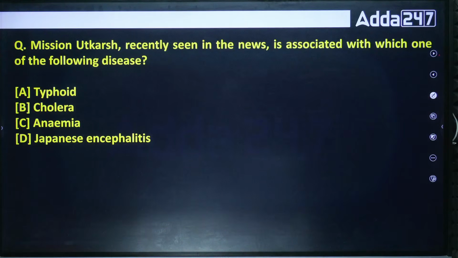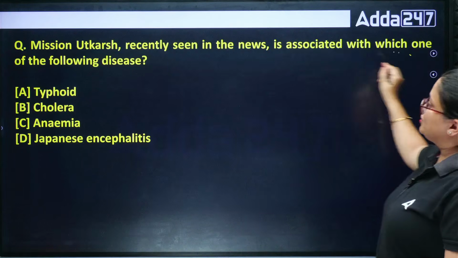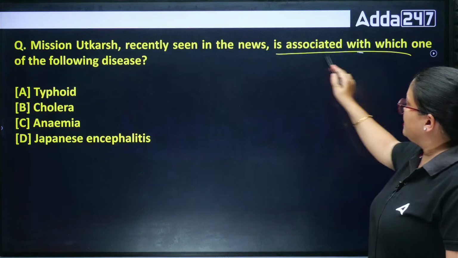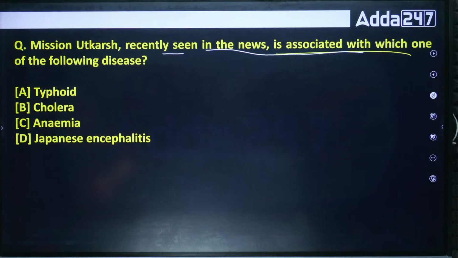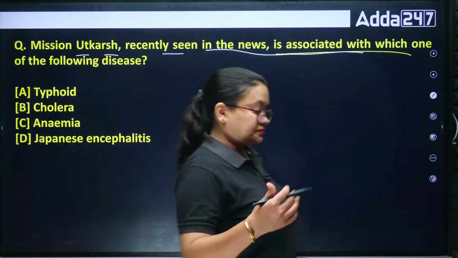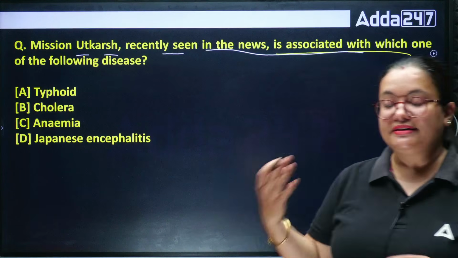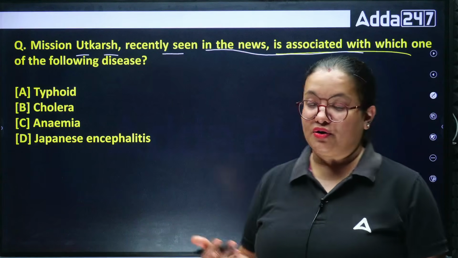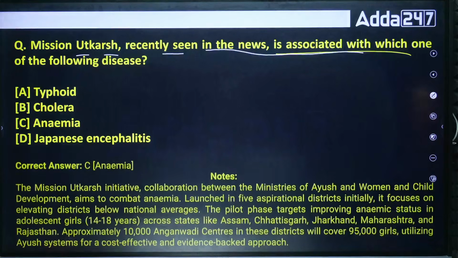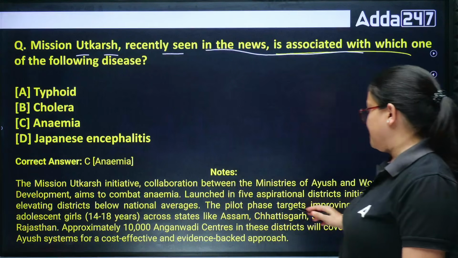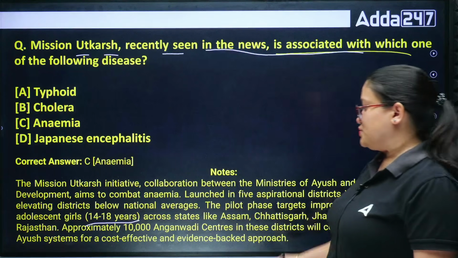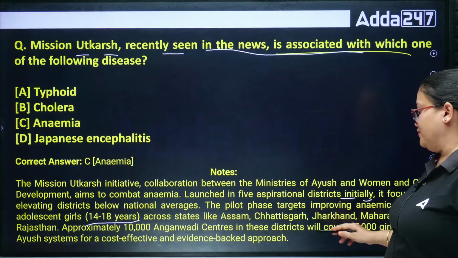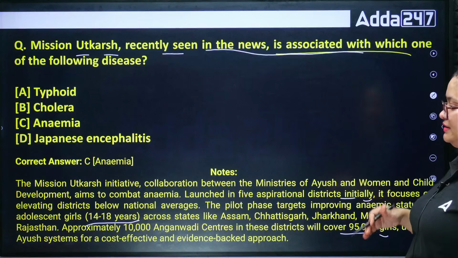Next question. Mission Utkarsh, recently seen in the news, is associated with which of the following diseases? It is associated with a particular disease. Whenever we talk about Mission Utkarsh, it mainly targets adolescent girls studying in school, so that the girls do not contract any disease related to iron deficiency. It targets anemia. This was launched in a few aspirational districts, targeting girls aged 14 to 18, so that they do not face any disease related to deficiency of iron or iodine.